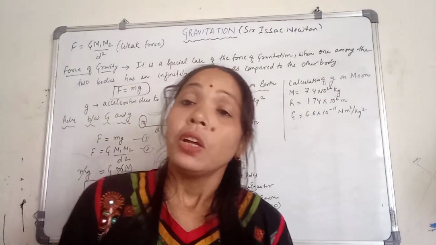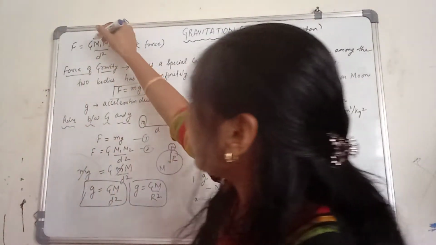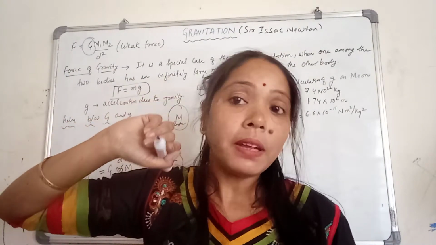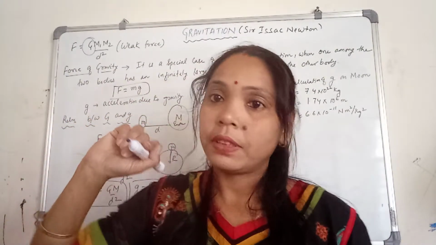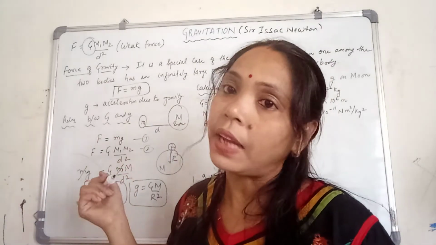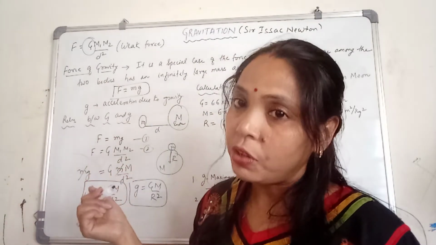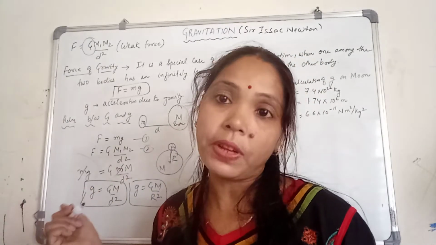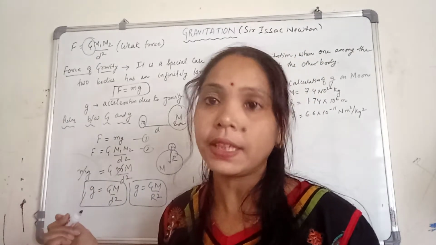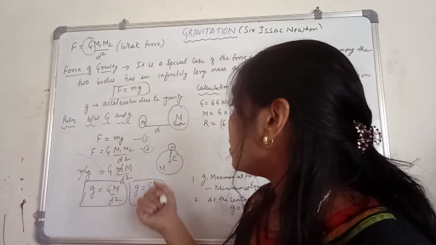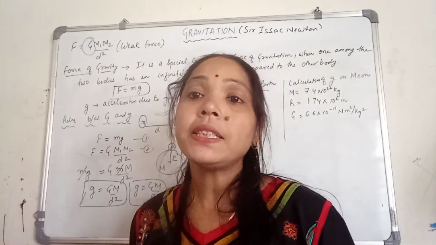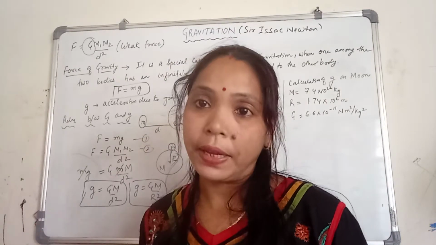Now we know that the universal gravitational constant, capital G, remains the same everywhere. The value will not change in any place. The value remains the same, that is 6.6 into 10 to the power minus 11 Newton meter square per kg square. But this small g does not remain the same everywhere. It changes from place to place.